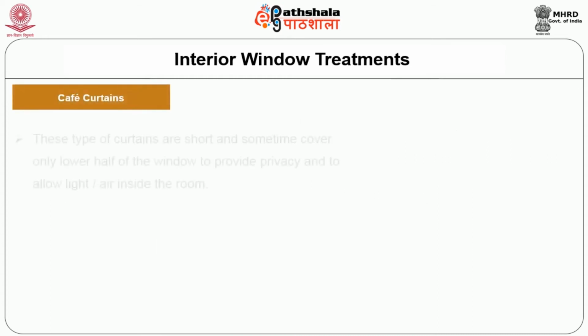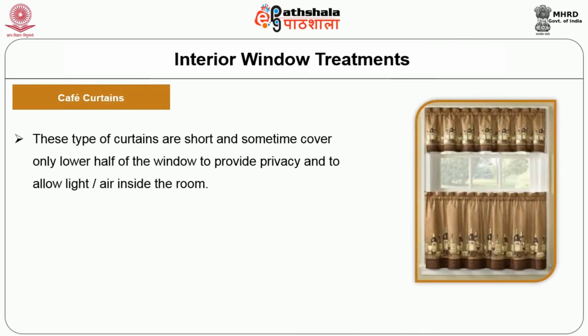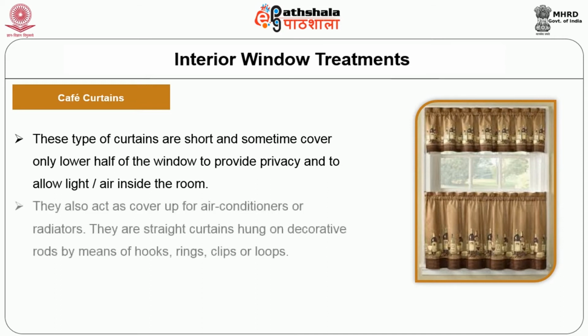Cave curtains. These types of curtains are short and sometimes cover only the lower half of the window to provide privacy and to allow light and air inside the room. They also act as a cover-up for air conditioners or radiators. They are straight curtains hung on a decorative rod by means of hooks, rings, clips or loops.